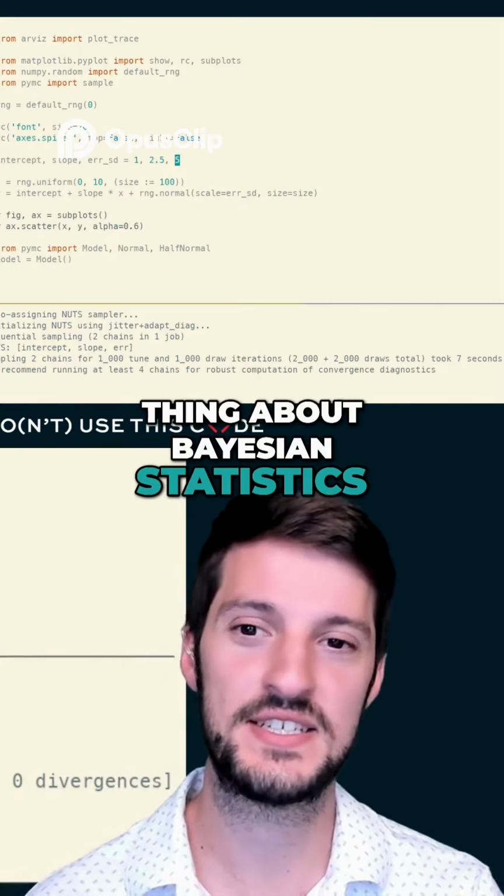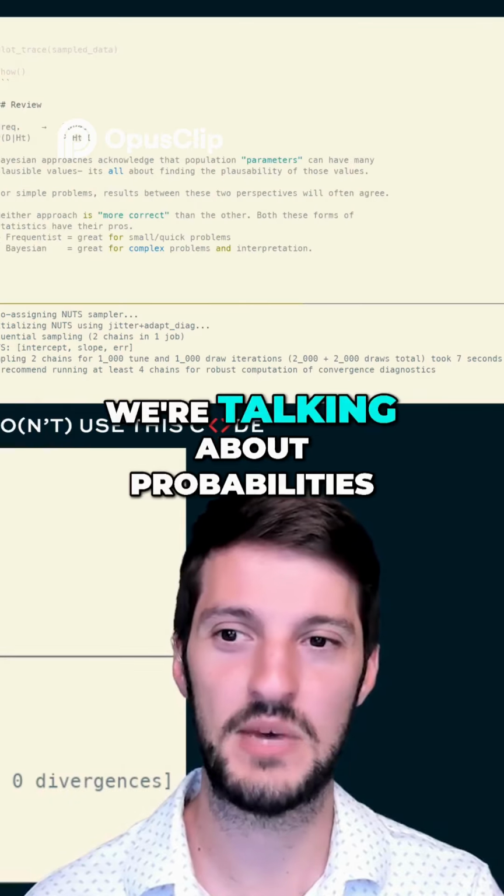That's the great thing about Bayesian statistics, is we're not talking in absolute truths. We're talking about probabilities and likelihood.